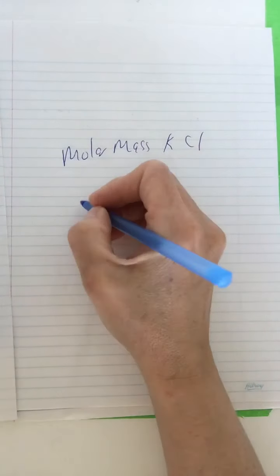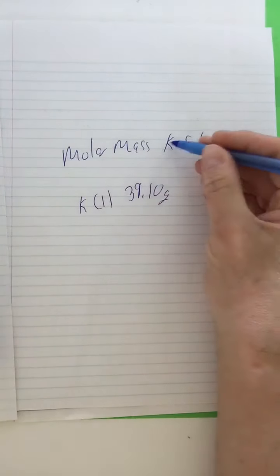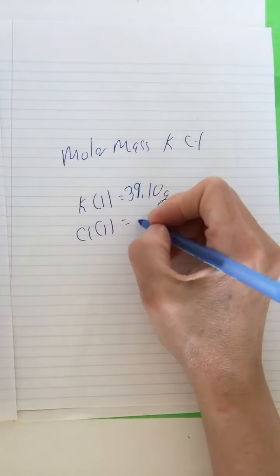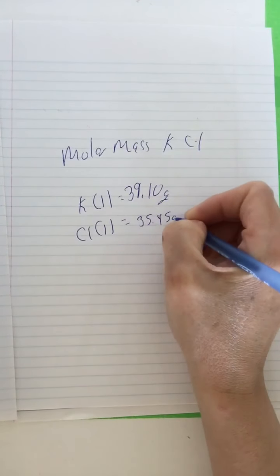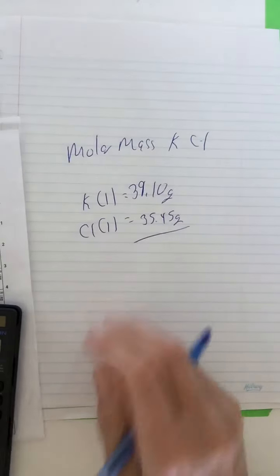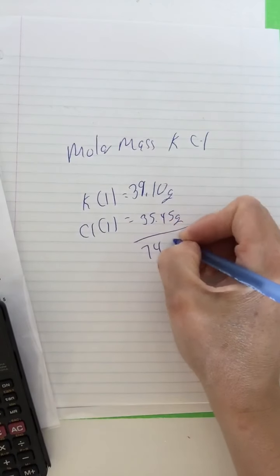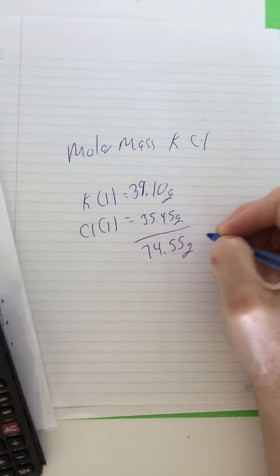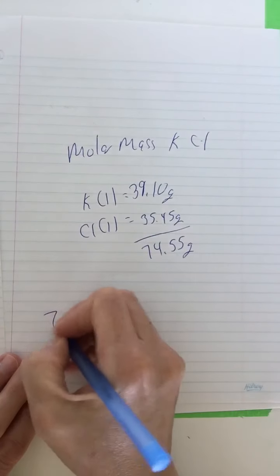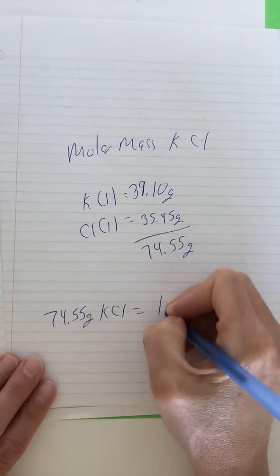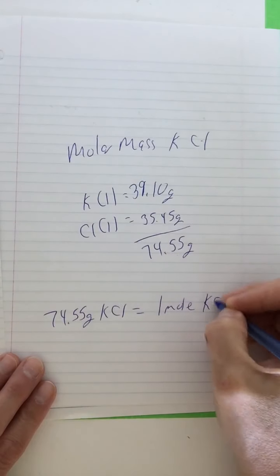39.10 grams. So potassium, I had 1 of them in the KCl. Cl, I only have 1 of them this time as well. And I look up chlorine, and it says 35.45 grams, and I add those two things up. 39.1 plus 35.45 gives me 74.55 grams. So what that means is 74.55 grams of KCl is equal to 1 mole of KCl.